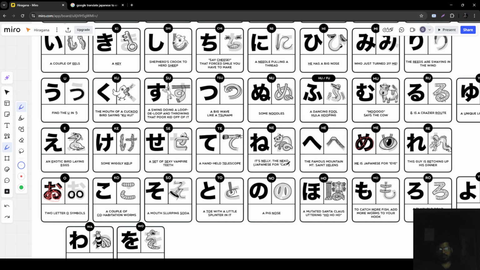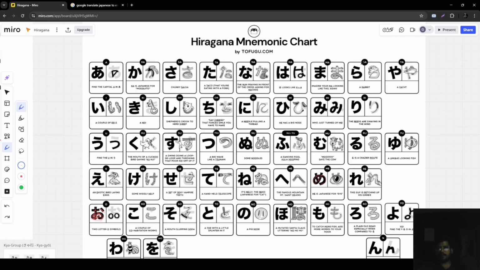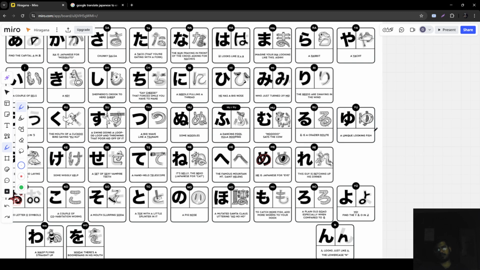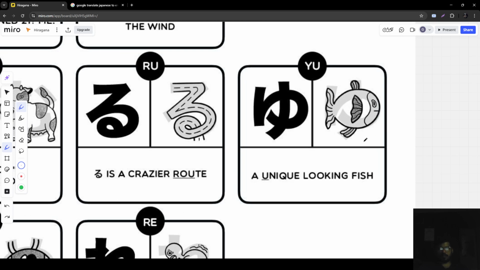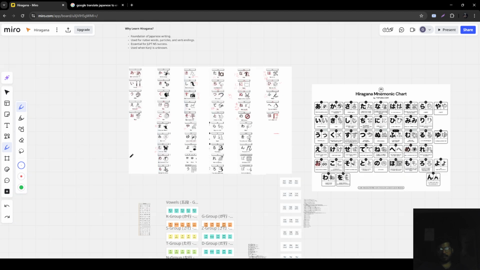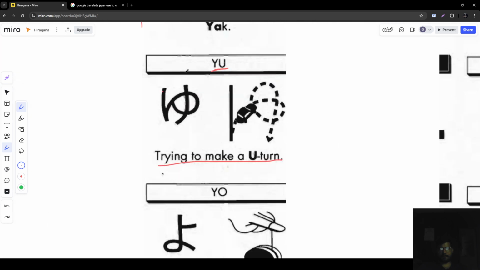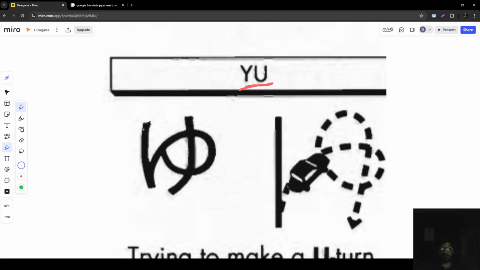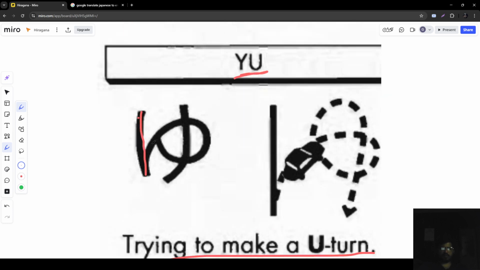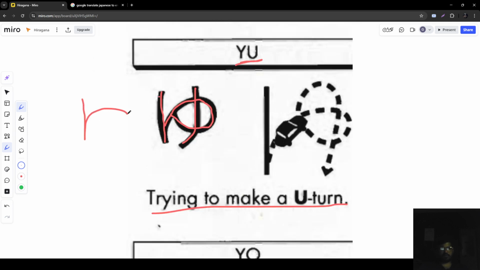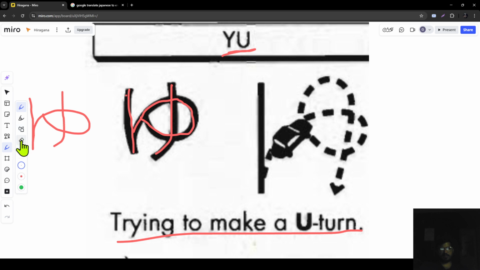I think this one should also have the, okay, here it has a fish, a unique looking fish. Would it be easier with a fish? Yeah, I feel so. This looks more like a fish rather than a U-turn. So okay, let's go with the unique fish. Unique fish. Let's go with a unique fish. This is a unique fish.